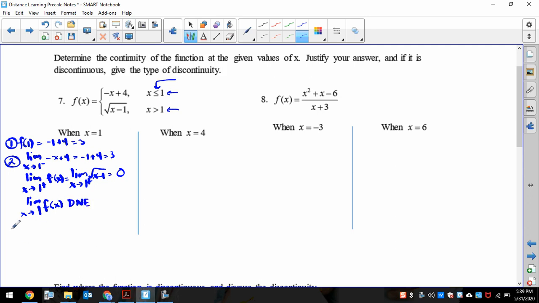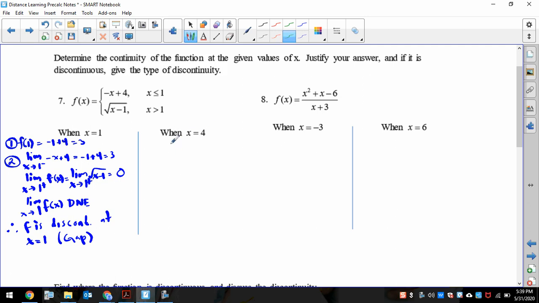So what does this mean? This implies, or you could say therefore, f is discontinuous at x equal 1, and the type of discontinuity, since the left-hand side goes to 3 and the right-hand side goes to 0, it looks something like this. So that would be a gap or essential. So if you said essential or gap, those would both be acceptable.